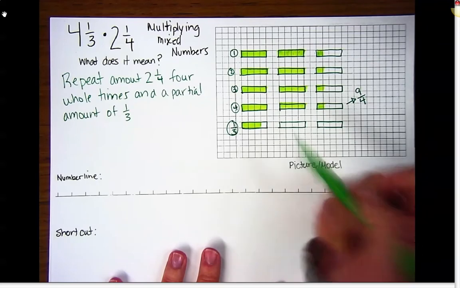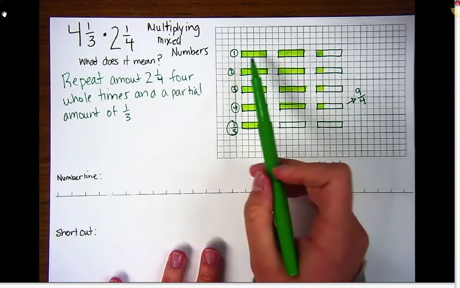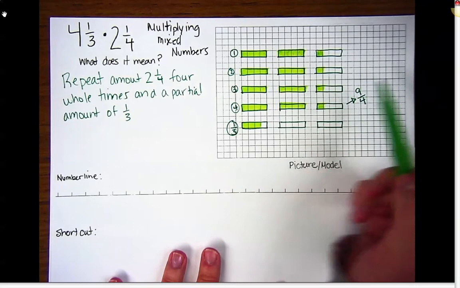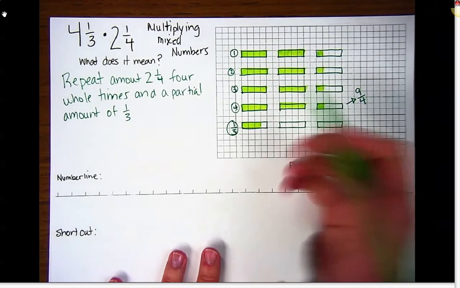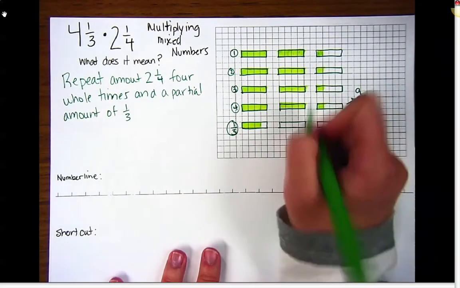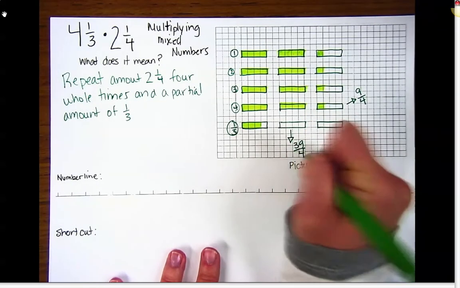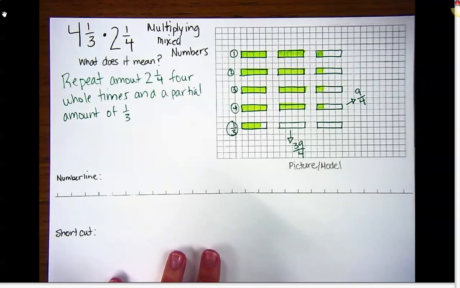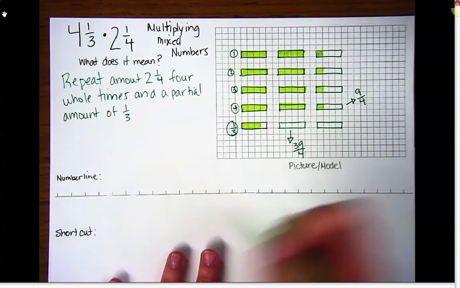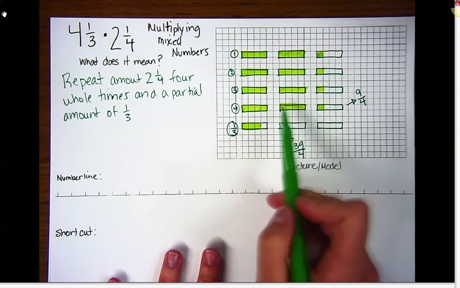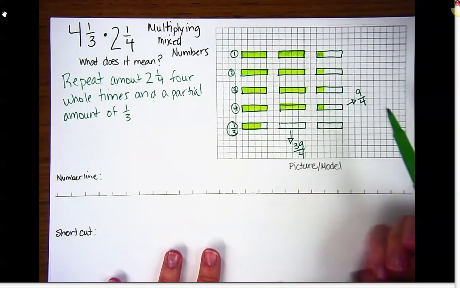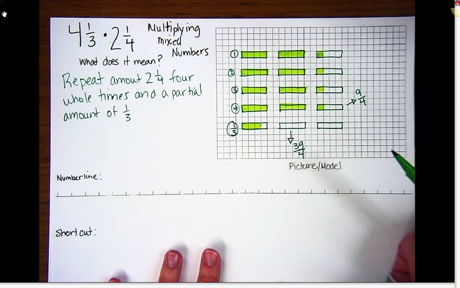All right, so how many total boxes are shaded in? Well, if each of these are 9, then 9 times 4 is 36, 37, 38, 39. I have 39 1/4 pieces, or 39/4. So if you want to double check, go ahead and count each box that is shaded in to double check that we have 39/4.